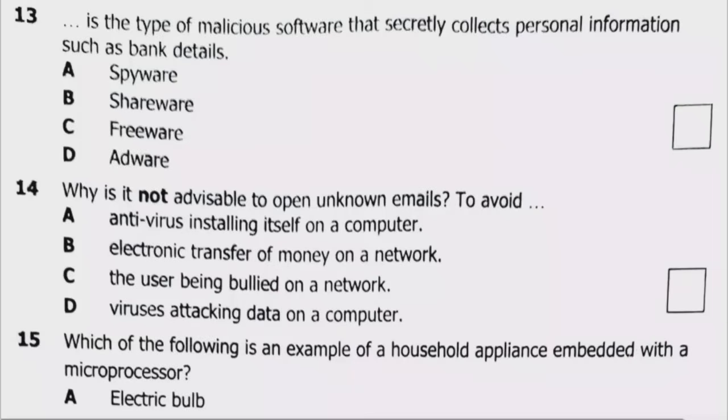Okay, spyware. So let's define what A, which is spyware. What is spyware? Spyware is a type of malicious software designed to secretly monitor and collect information from a user's computer without their knowledge. So the question is asking us the type of malicious software that secretly collects personal information such as bank details, and that is spyware, which is A. So, there I can humbly say A, which is spyware.